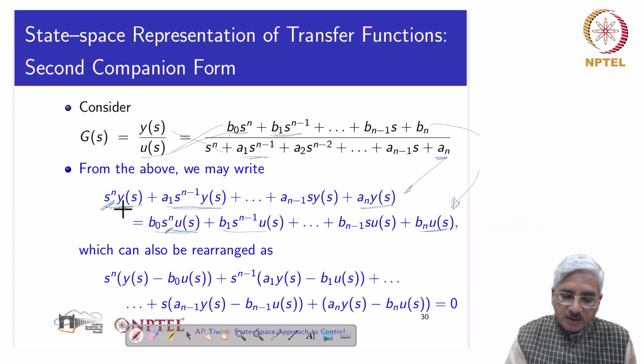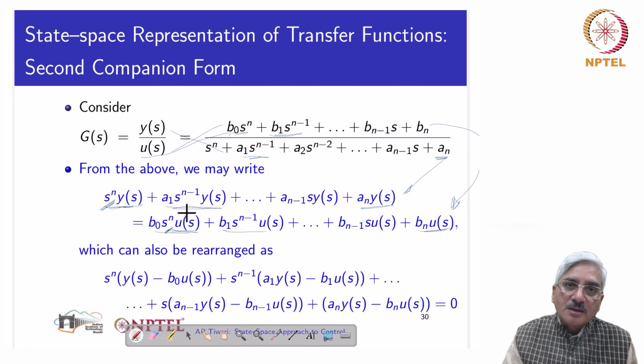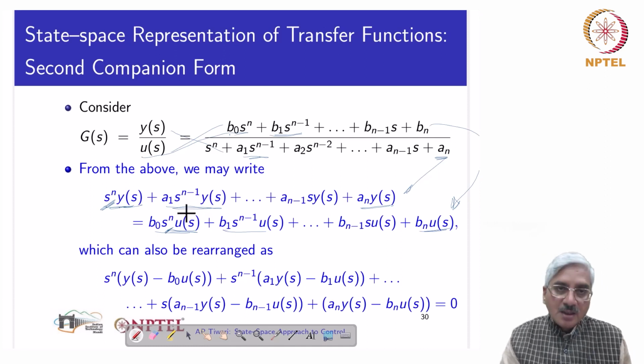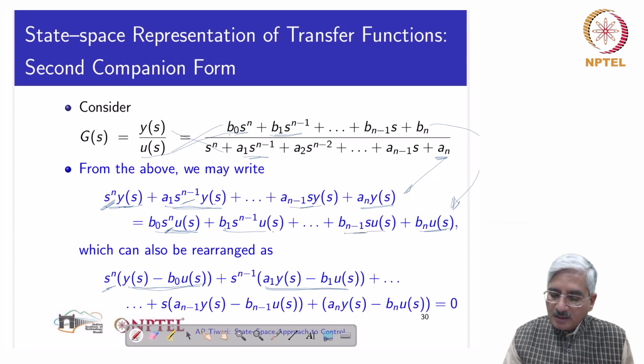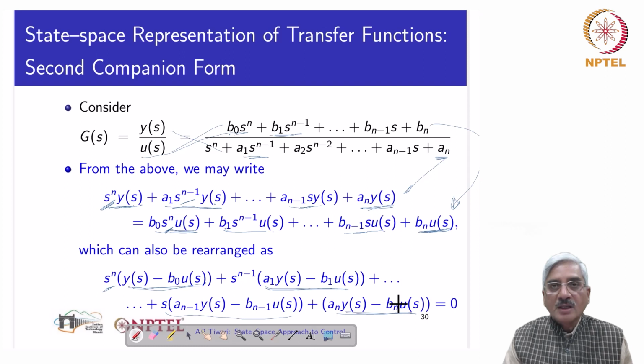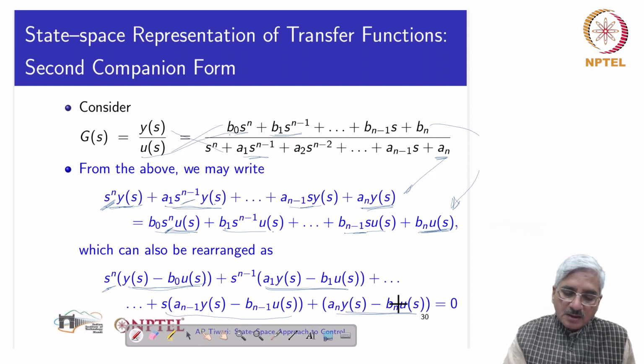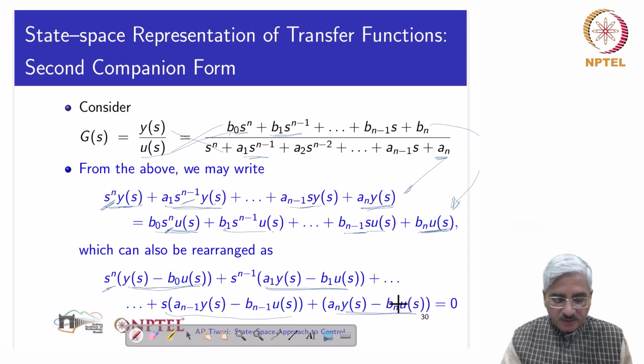By taking all these terms to the left, we take the terms containing identical power of s together. So we have s^n Y(s) minus b0 U(s), s^(n-1) with a1 Y(s) and b1 U(s) taken together here, and so on, like this, up to a(n-1) Y(s) and b(n-1) s U(s), they are taken here. And the last one, bn U(s) and an Y(s), they are taken here. So this is the way the transfer function is rearranged after cross multiplication.